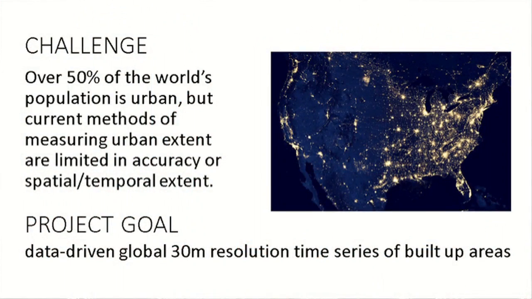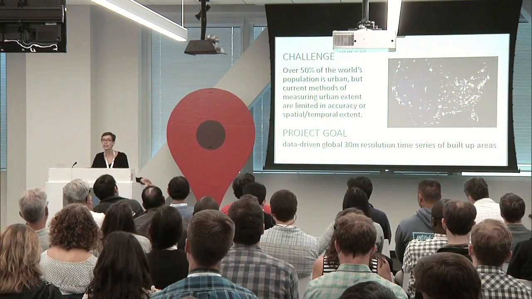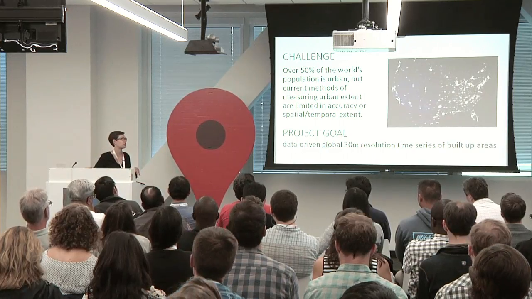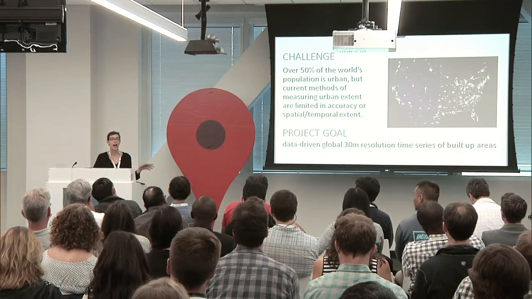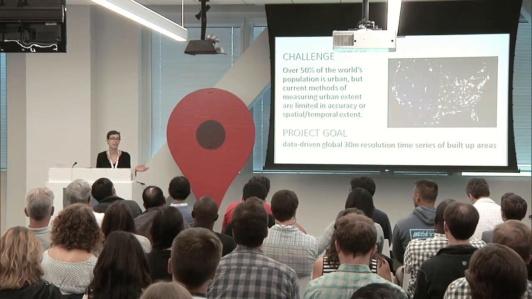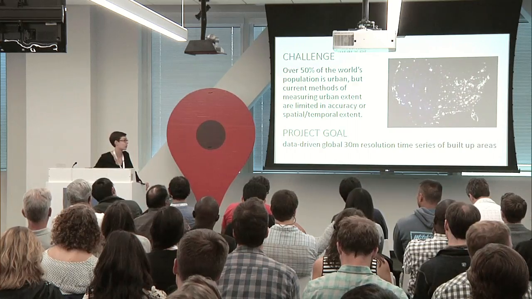Over 50% of the world's population is urban, but right now a lot of the data sets that we can use to understand urban extent are either limited in their spatial extent or their temporal extent. Like MODIS is across the whole globe and through time, but it's not as high of a spatial resolution as Landsat, for example.